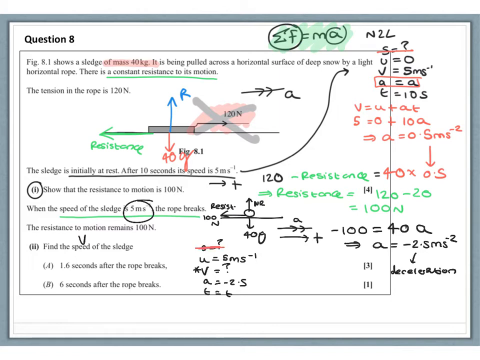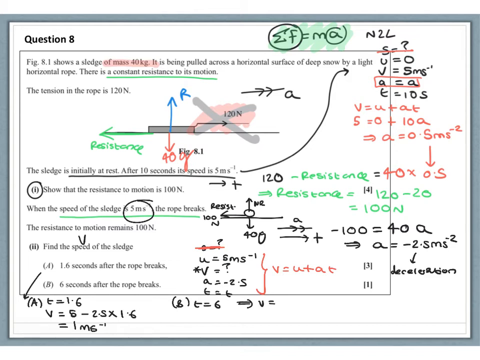So ruling out S, we can then make use of V equals U plus AT. So let me look at part A first of all, where T equals 1.6. V then equals 5 minus 2.5 multiplied by 1.6, which comes to a speed of 1 meter per second. Now part B, T equals 6. This is going to give us an interesting result in a minute. V is equal to 5 minus 2.5 multiplied by 6, which gives me a velocity of negative 10.